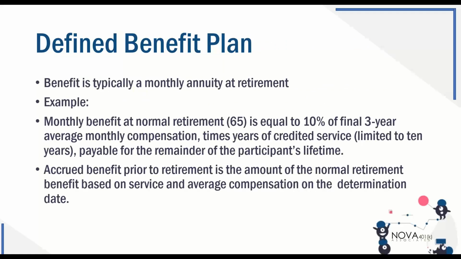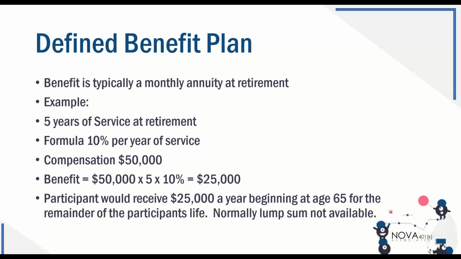So a DB plan, or a defined benefit plan, the formula is normally communicated as a monthly annuity payable at retirement, and a typical one is 10% of pay times credited service, and that's communicated as an accrued benefit. Here's an example of a typical benefit payable as a monthly annuity.